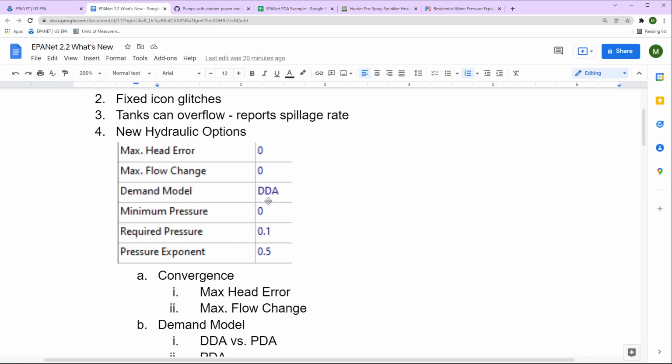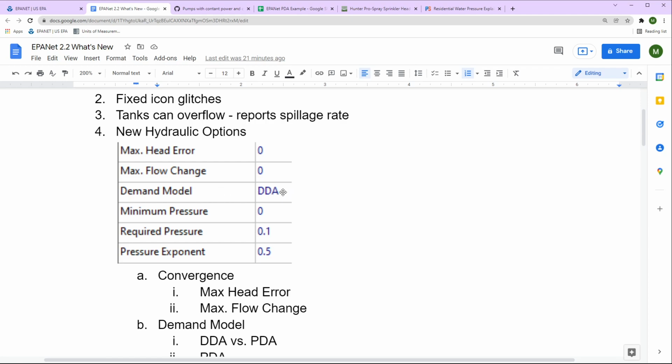So traditional EPANET 2.0 demand dependent analysis means that no matter whatever demand you put in the model, it will extract out of there, even if the residual pressure is ridiculous and unachievable, like negative, whatever the case may be, negative 100 psi, negative 100 meters. It just sucks the water out of the network, even if the residual pressure is not actually achievable.